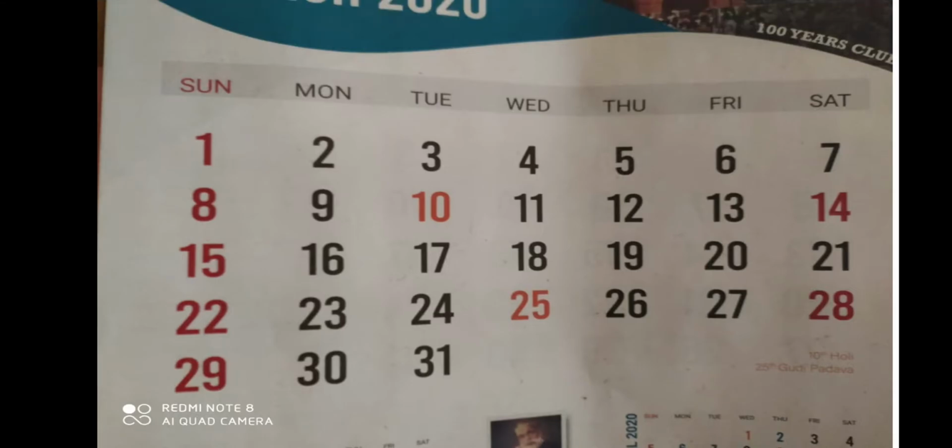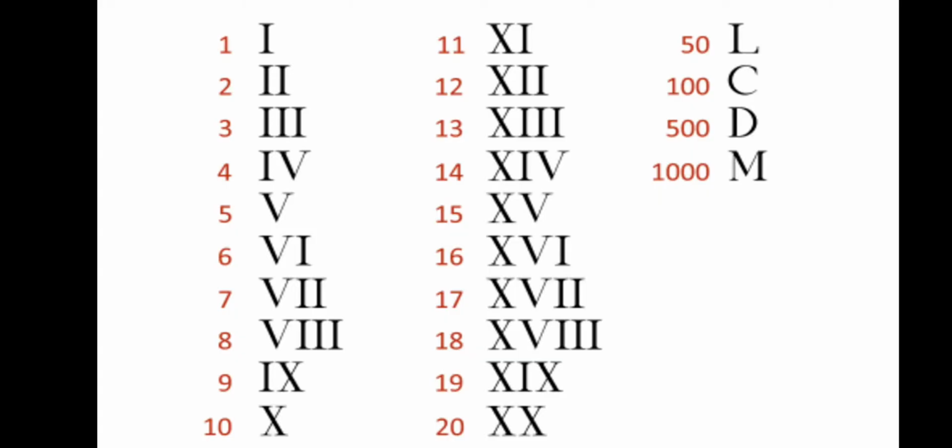We have been using the Hindu-Arabic numeral system so far. This is not the only system available. One of the early systems of writing numerals is the system of Roman numerals. This system is still used in many places.